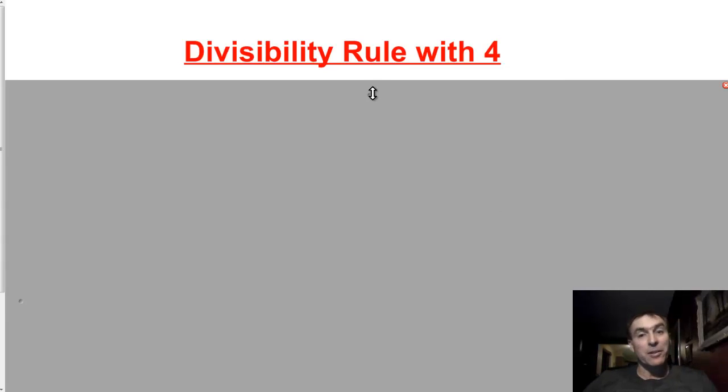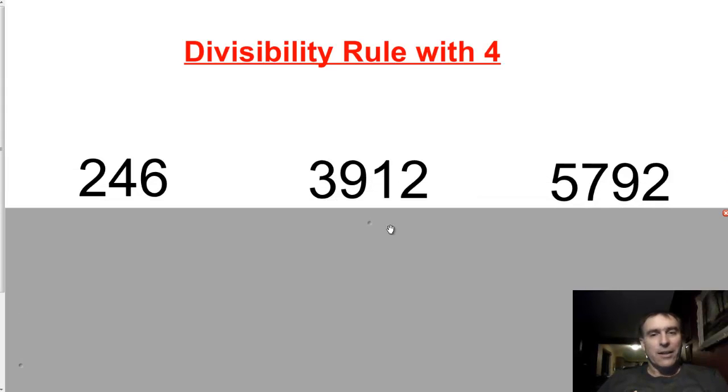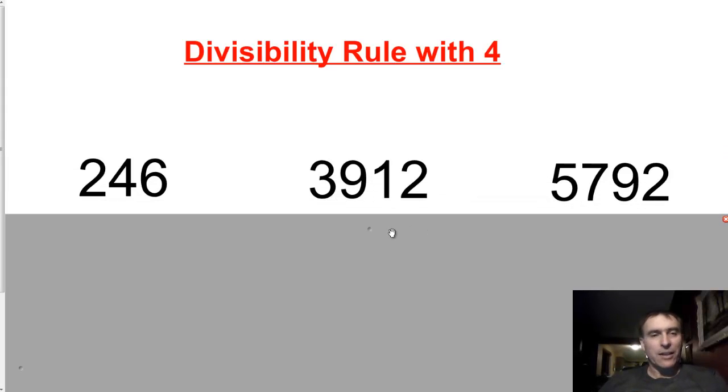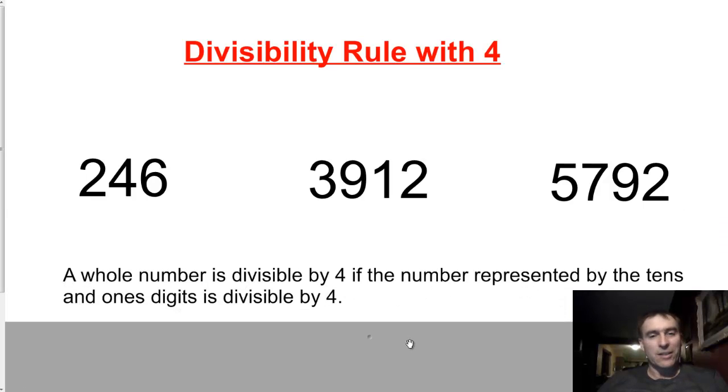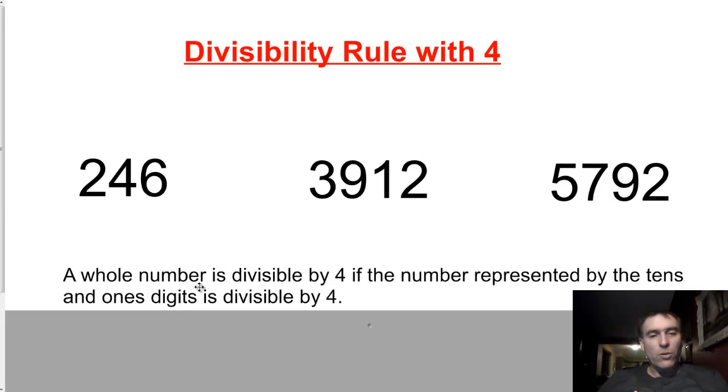Let's go on to divisibility by 4. Here's the numbers we're going to deal with. Can you figure out which ones are divisible by 4 or not? Well, let's look at our rule. A whole number is divisible by 4 if the number represented by the tens and the ones digit is divisible by 4. So with the number 246, you don't even have to concern yourself with the 200.